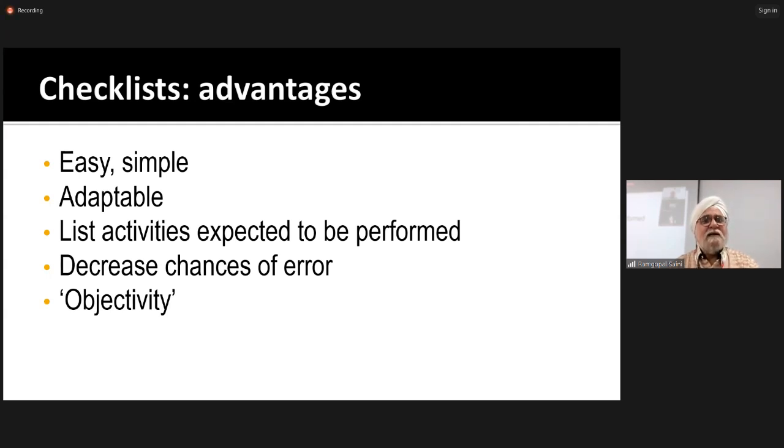Now, if you look at the advantages, they are easy, simple. They make the job easy. Even making them is easy, because what it simply means is that you write the steps. So what you have taught, you just write down as steps, and it becomes easy. It should not be very difficult. Only thing you have to be clear about is that everybody interprets it the same way. If people have different interpretations of different points, then you can have problems. They are adaptable. You can use them in any clinical situation. All you have to do is list the activities which the students need to perform. And so the chances of error are less.